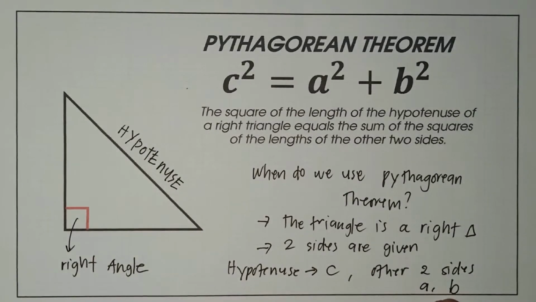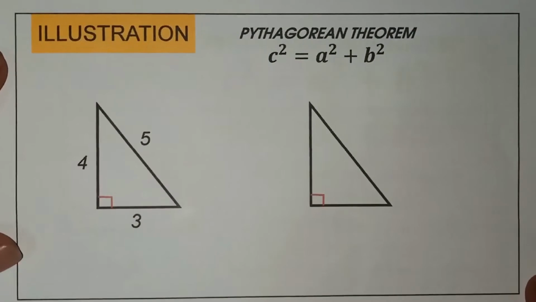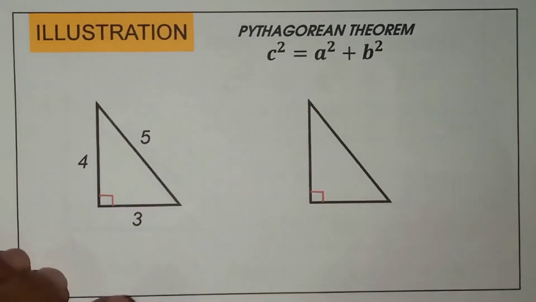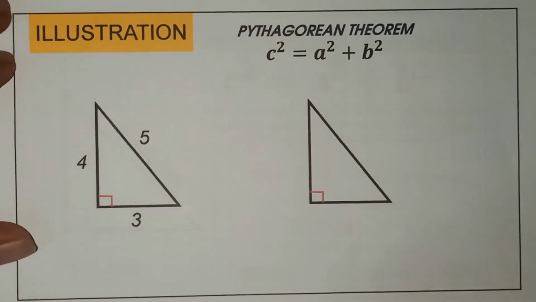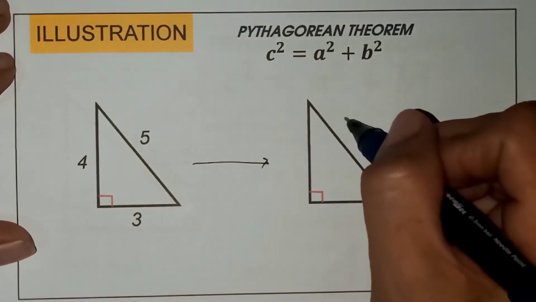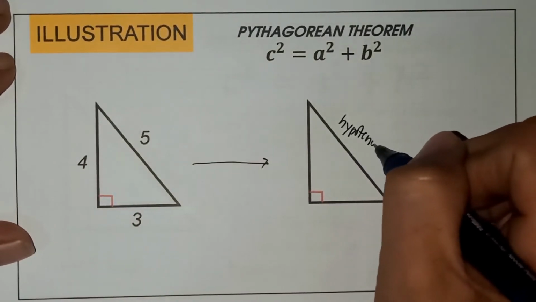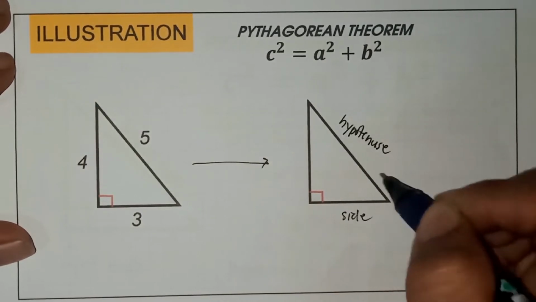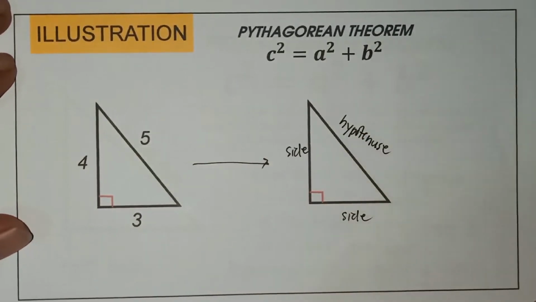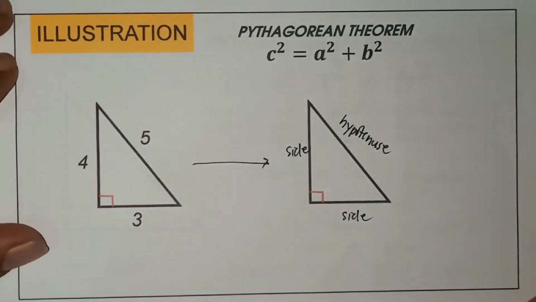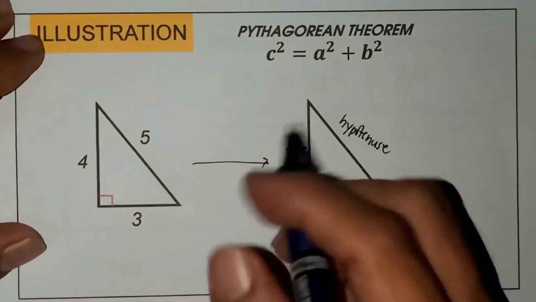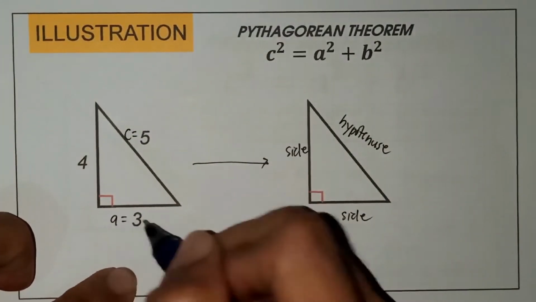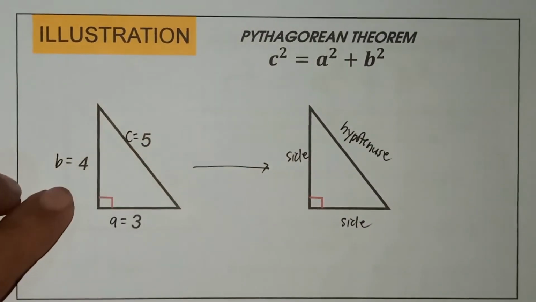For example, let's have this example: 4, 5, and 3. This is the hypotenuse, and these are the other two sides of a right triangle, which we sometimes call legs. So 5 here is the hypotenuse, that is C is equal to 5. A is 3 and B is 4.